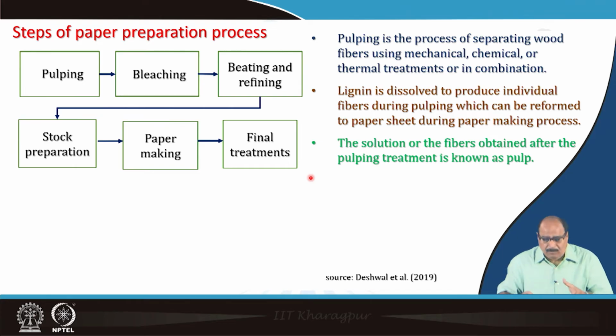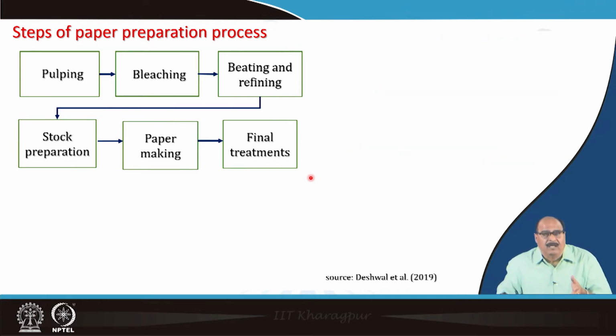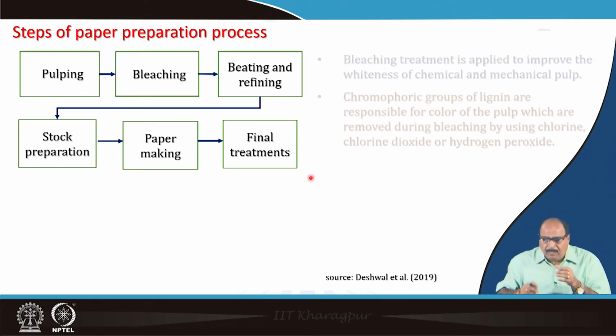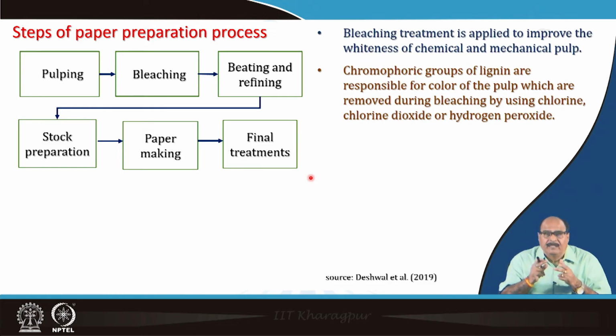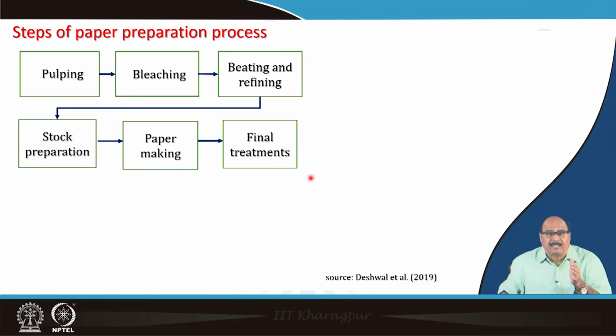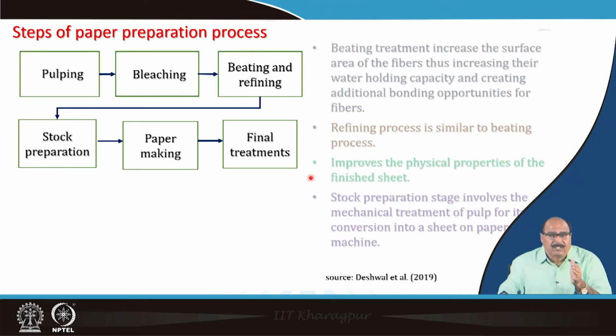Now, this pulp is put to the next step, that is the bleaching. In the bleaching, what is done? It is a treatment applied to improve the whiteness of the chemical and mechanical pulp. Chromophoric groups of lignin are responsible for color of the pulp, which are removed during bleaching by chlorine oxide or hydrogen peroxide. So, this bleached pulp now is sent to the next step, that is called beating and refining, followed by stock preparation.